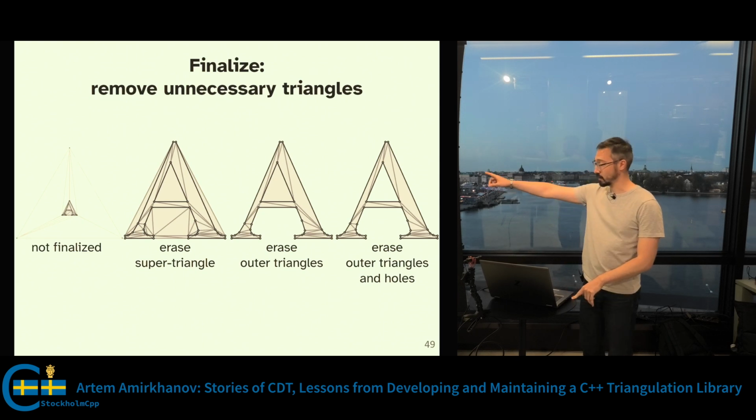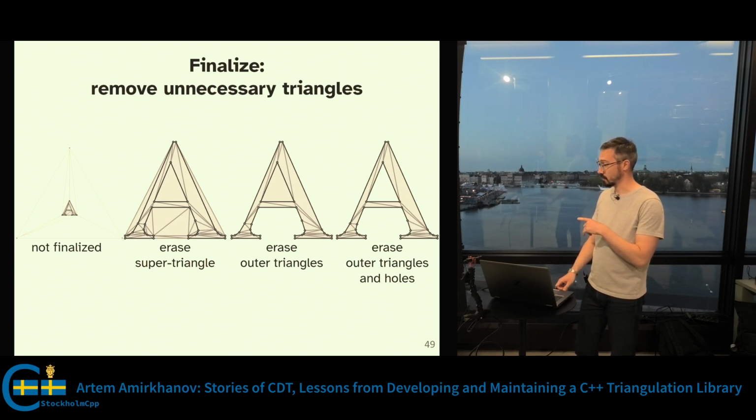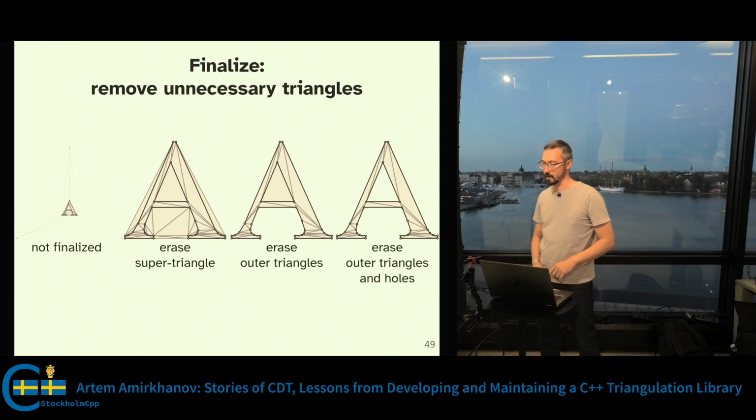So are you asking about the removing of the holes? Yeah, in this particular case, this A here. Yeah, so I will get there. Right? So you can start from the super triangle's vertices and you just grow it until you meet the boundary. That's the erase outer triangles. That's quite easy to do.